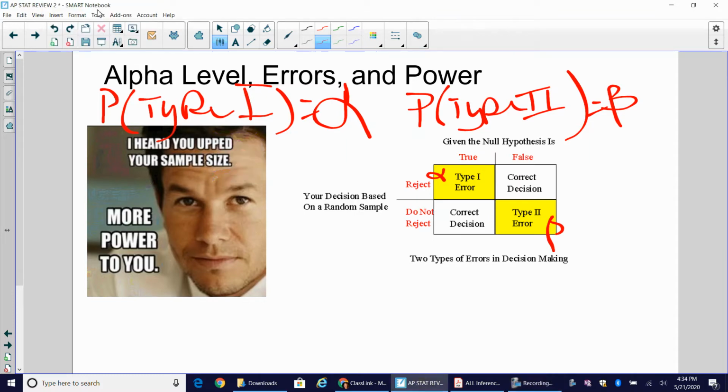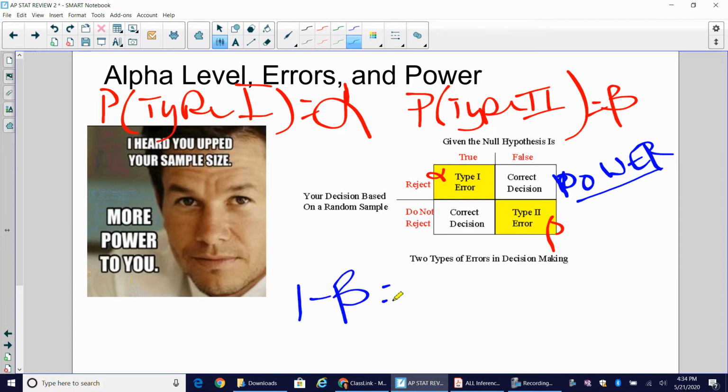And then we get to power. The power of your test is when you reject and that was the right choice because the null hypothesis was incorrect. That the null hypothesis isn't the center, that your center is actually at some other value. That's power. And just to remind us, 1 minus beta is how you calculate power.